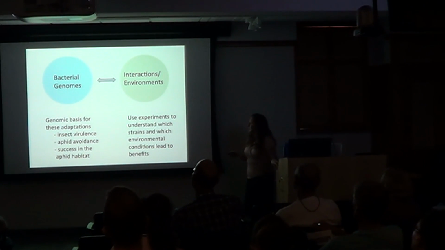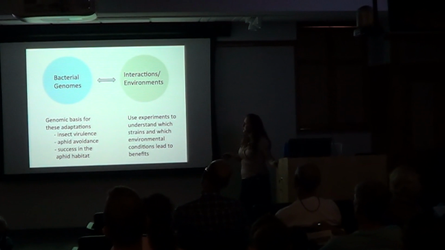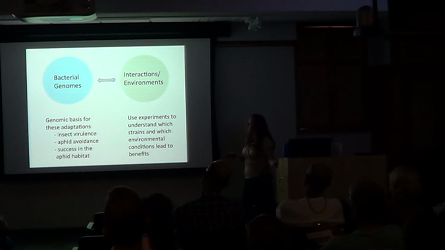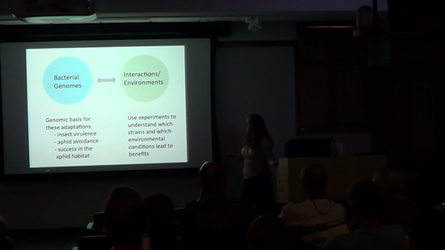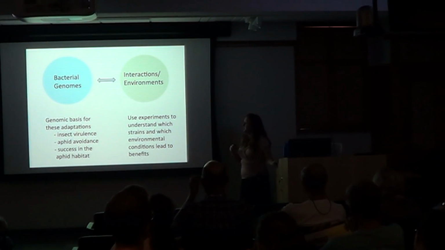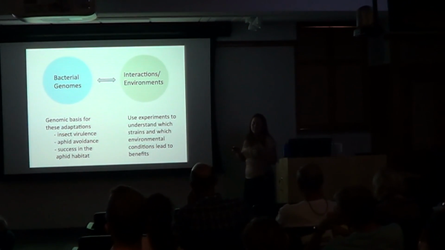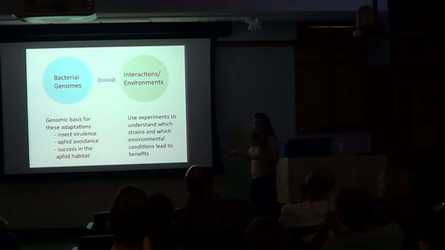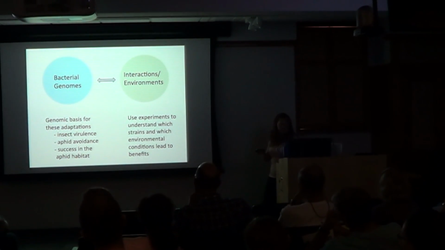And then ideally, I'd like to be able to connect what we learn about these ecological interactions to the underlying genomes, not just looking at insect virulence, but hoping to find the genomic basis for other traits such as aphid avoidance, like what are the aphids actually picking up on in the bacteria that they're avoiding, if they are avoiding them, or what bacterial traits are necessary for success either in growth inside the aphid or for success on habitats when aphids are present. So those are some of the directions that the lab is going.